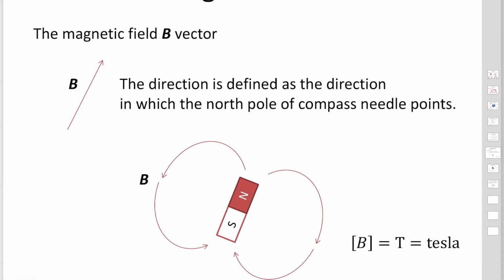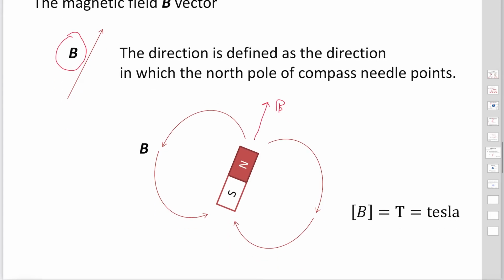To describe the magnetic field, we use B, as a vector. Direction is defined as the direction in which the north pole of the compass needle points. So this is the direction of the B. The length of the arrows corresponds to the magnitude of the magnetic field. The unit of the magnetic field is expressed using Tesla. T, capital T, is called the Tesla, after the famous physicist Tesla.